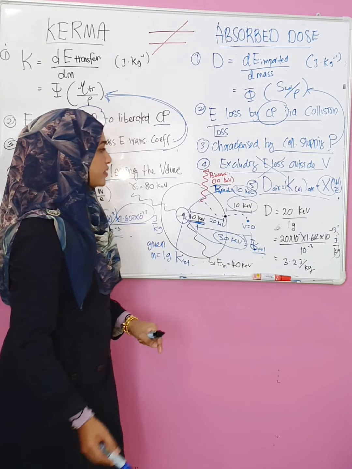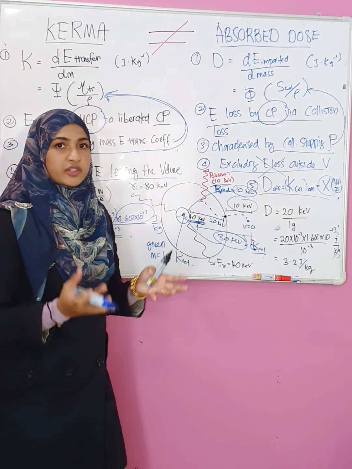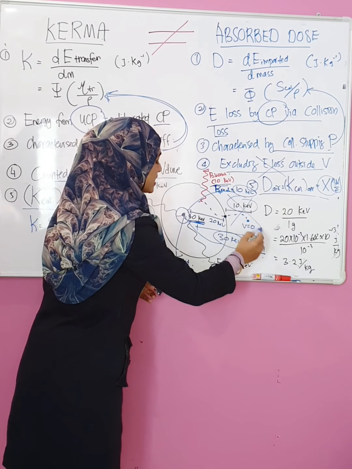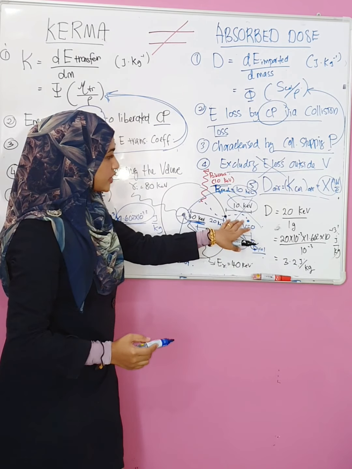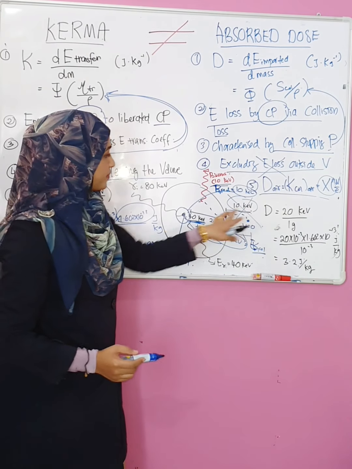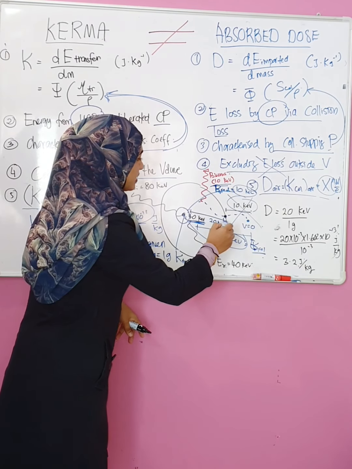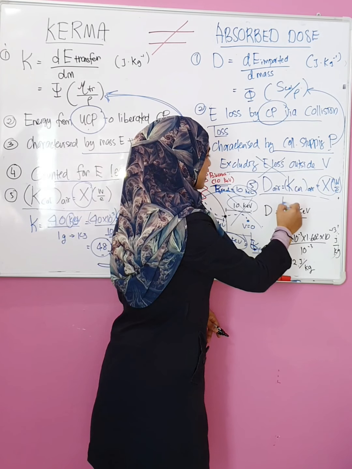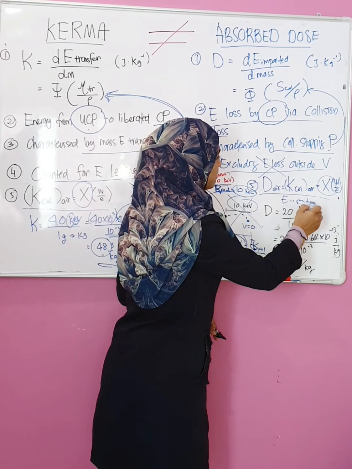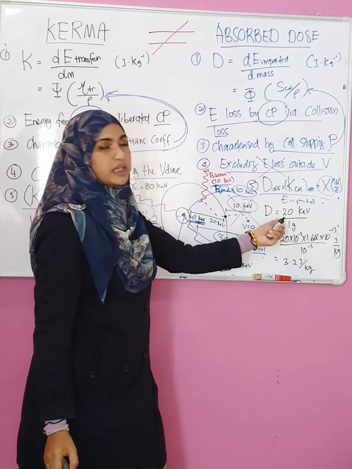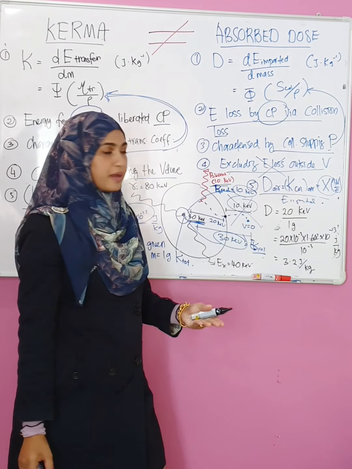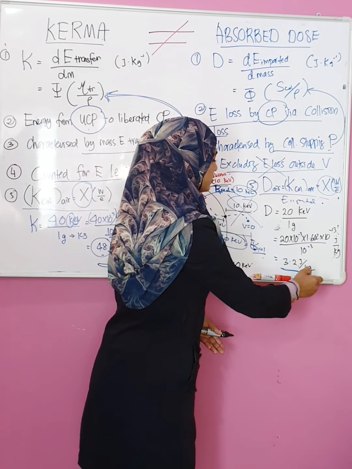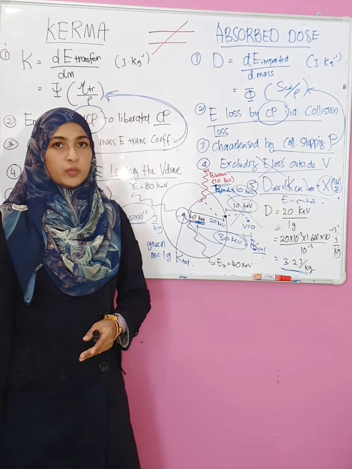Now, the absorbed dose only counts the energy that has been absorbed within the volume. So we cannot count the energy caused by the electron outside, the 10 keV. We only count from here until here, which is 20 keV. That is why the energy imparted within the volume equals 20 keV divided by the mass of 1 gram. After you make the calculation and conversion, you will get the dose equal to 3.2 joule per kilogram.